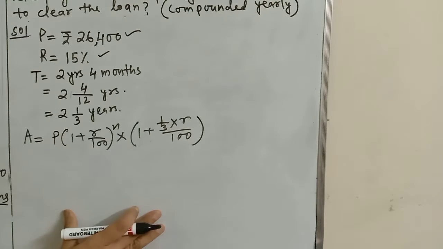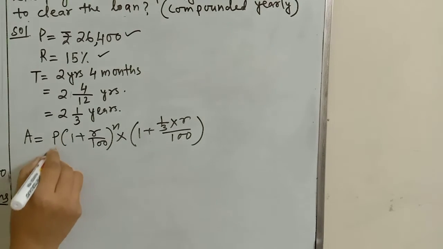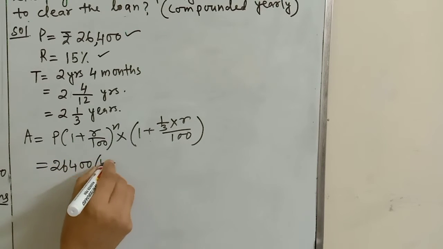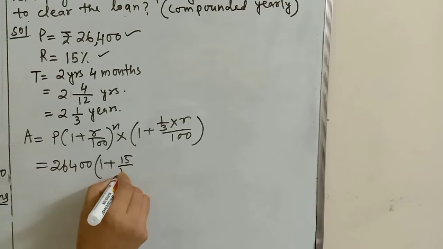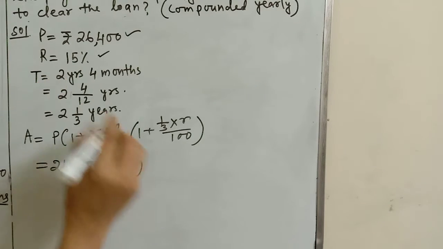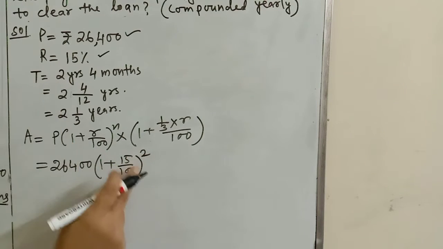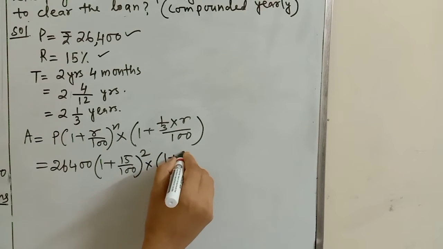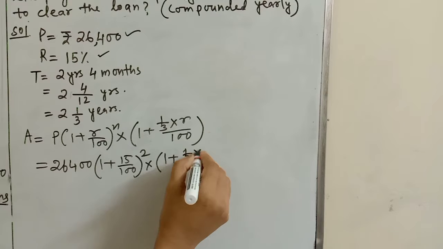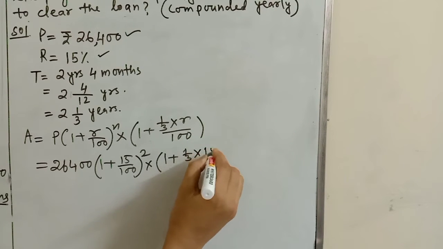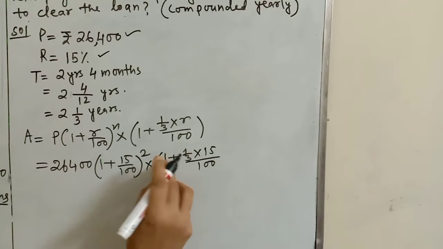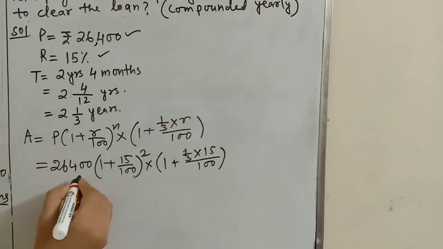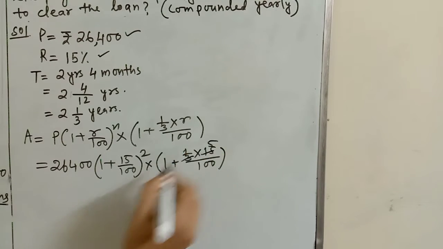So we will put the value here, whatever the value is given. Principal 26,400, 1 plus r by 100, 15 by 100, whole to the power 2 years 4 months. So for the 2 years I am writing 2 instead of n, into 1 plus 1/3 of the rate, 15 by 100. Now you can cancel it, make it 5.